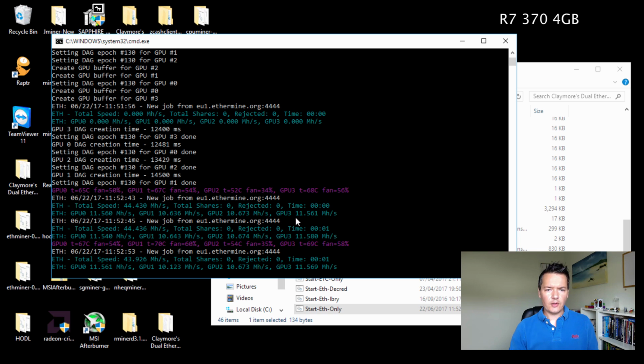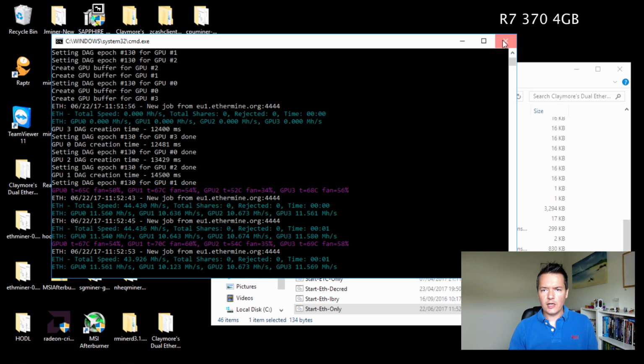Okay, so we've had a few updates. It's running normally now, and we are getting, call it, 44 mega hashes per second. So roughly 11 mega hashes for each of the GPUs there. Some are slightly faster or a little bit under, but 44 mega hashes per second at epoch 130.